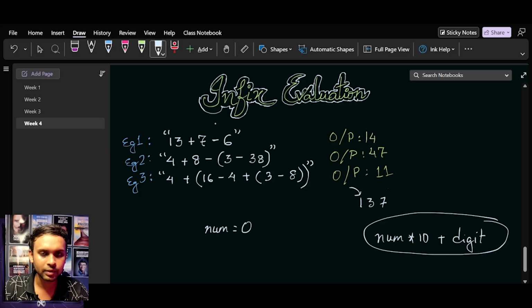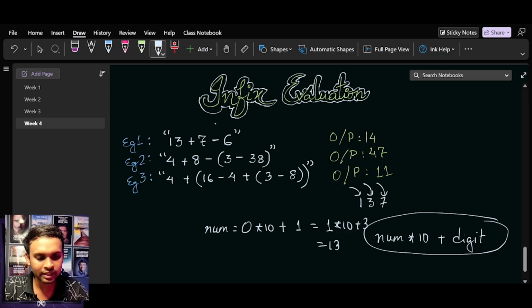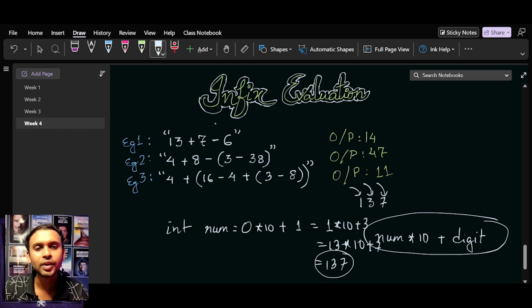So this formula I can use in order to form this whole number from the individual digits. First this 1 will come, character 1 will come, I will convert that to digit 1. Then I will check that it is a digit. So I need to multiply 10 with 0 and then add 1. So this will become 1. Now the value of num is 1. After that, as soon as the digit is 3, I need to multiply this 1 with 10 and add 3. This will become 13. After that, when my digit becomes 7, I multiply this with 10. This becomes 130 plus 7. So finally this int value num will be storing 137, right?